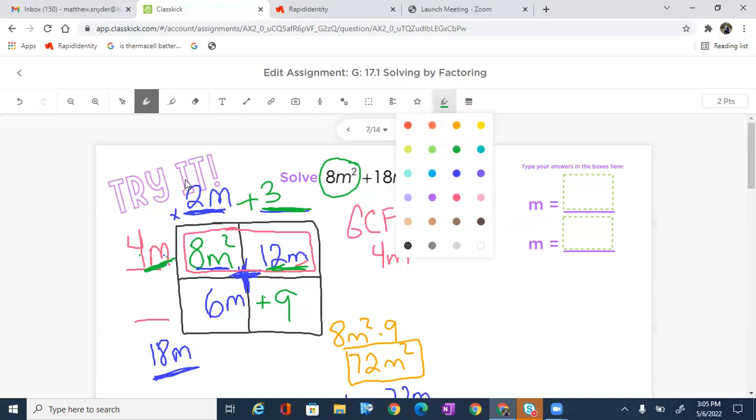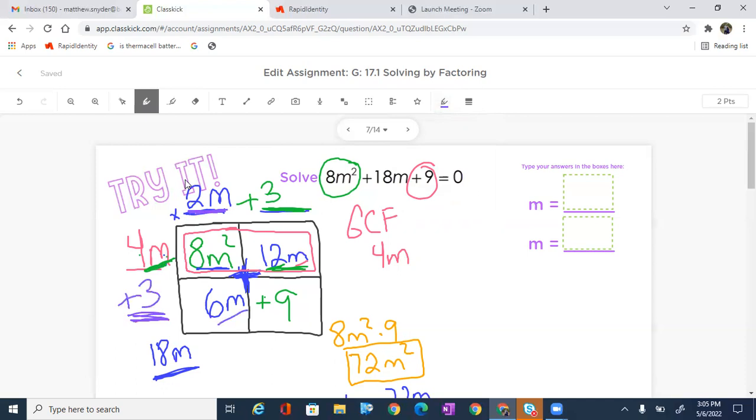Now, I'm going to continue that process. I'm going to say, okay, well, I've got a 2m now. 2m times what will give me 6m? Well, 2 times 3 will give me 6. And m times, well, I don't need to put another m on there because that would give me an m squared. So just 3, 2m times 3 will give me 6m.